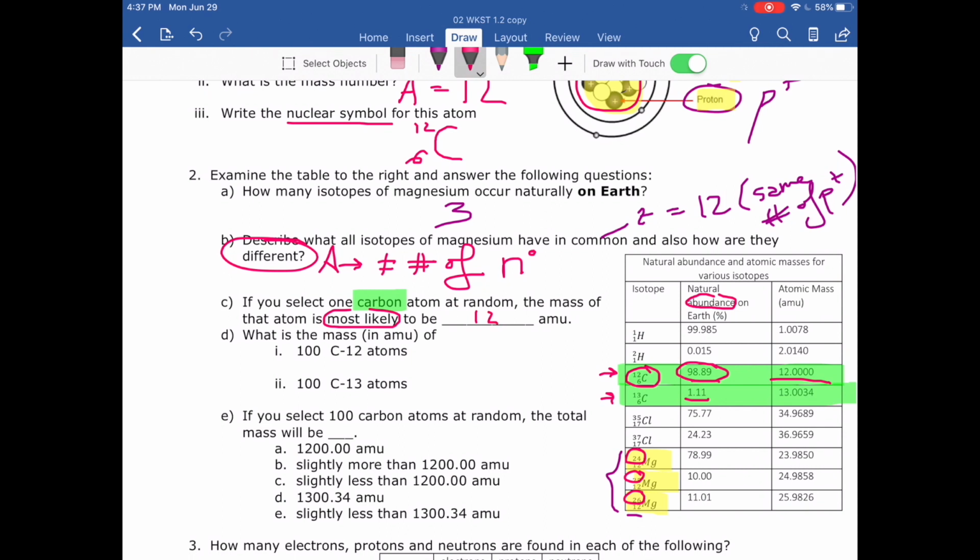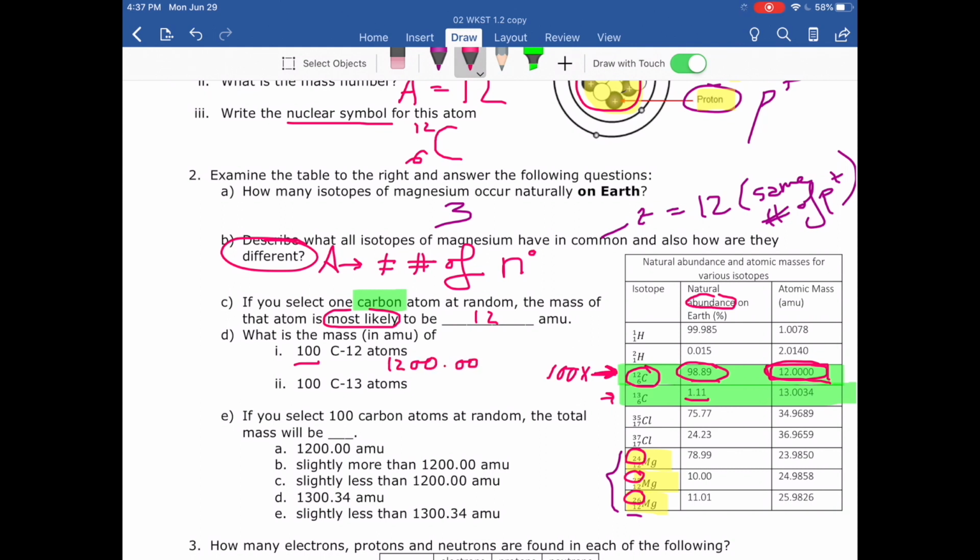Okay. What is the mass in AMUs of 100 C12 atoms? So this is easier than what you think. So the C12 is this one over here, the one up on top. If I have 1, its mass is going to be 12. But if I have 100, it's just going to be 100 times that mass. So the answer is going to be 1200.